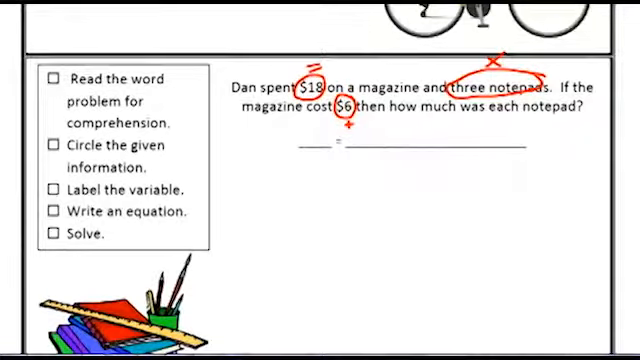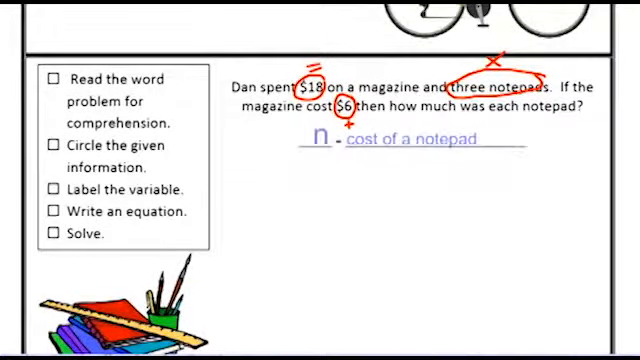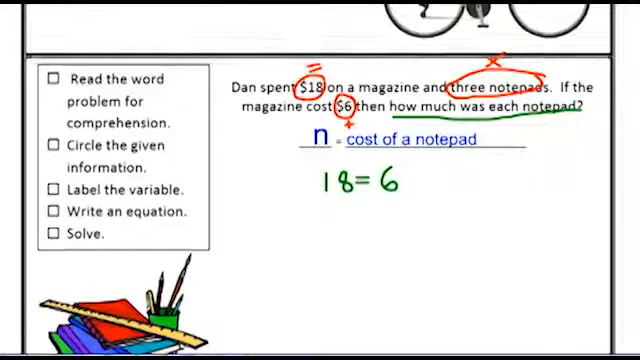Label your variable. N is the cost of a notepad. Again, look in that final question: how much was each notepad? That gives you your variable. N equals cost of notepad. So he spent a total of $18. So $18 equals, he paid $6 once, and then he bought 3 notepads. Well, 3 sets of an unknown cost, so 3n. There's my equation.